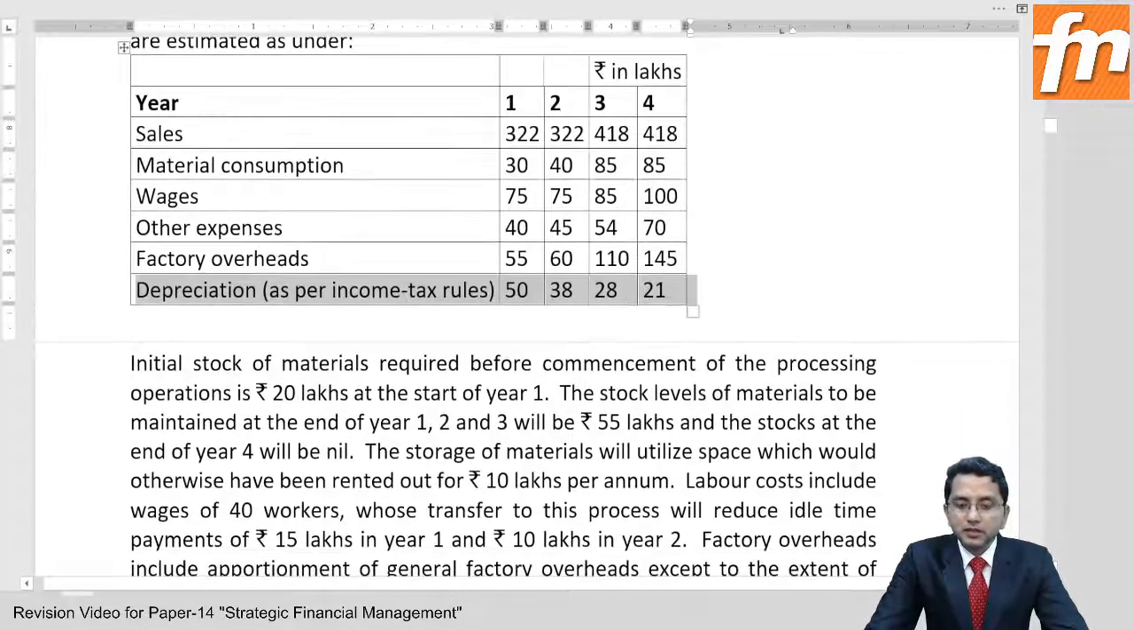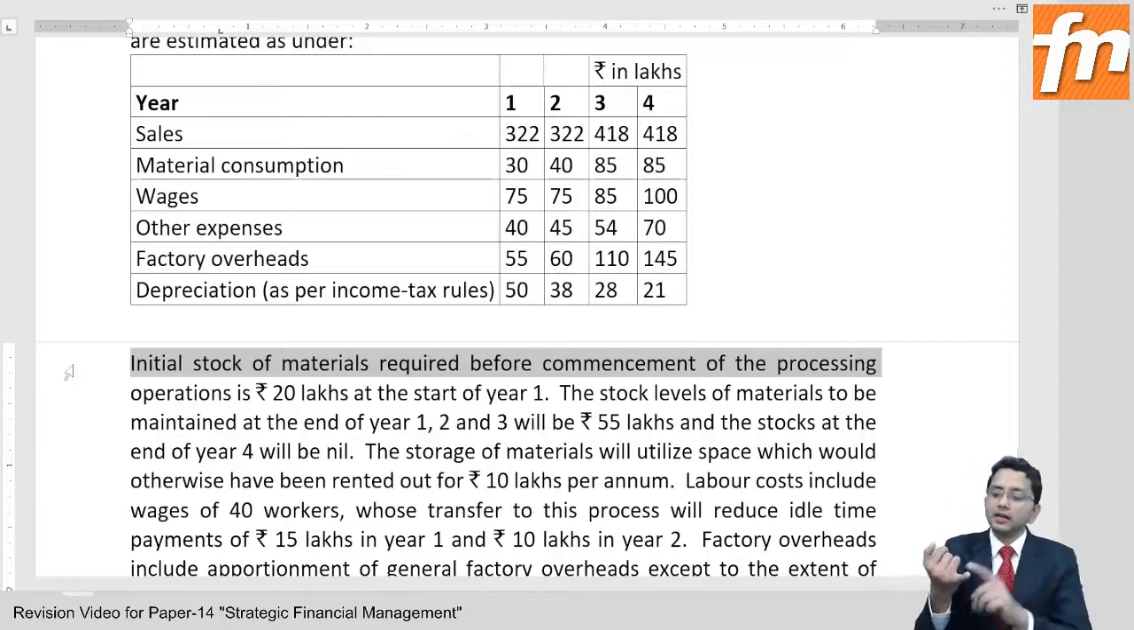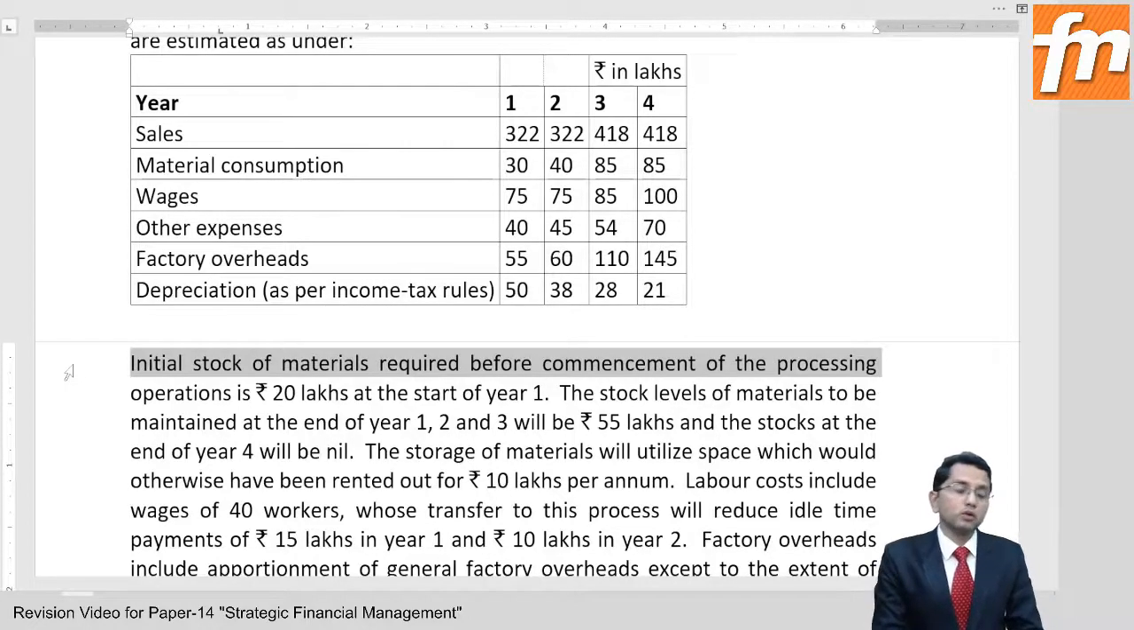Now, some interesting further information. Initial stock of material. See, stock of material means inventory. Inventory is part of working capital. Working capital is current assets minus current liability. Current asset includes inventory. In this question, they are not talking about debtors, cash and bank balance, creditors, outstanding expenses. They are just talking about inventory. So let's assume there is only one item in working capital and that is inventory. So this is information about working capital.